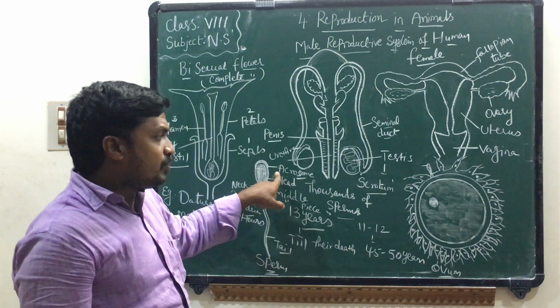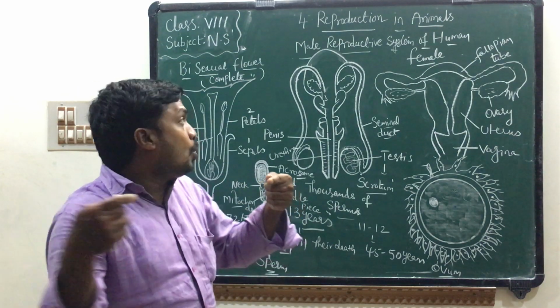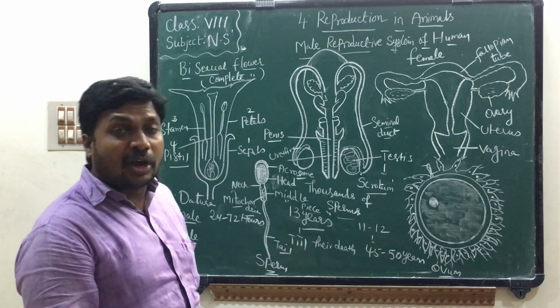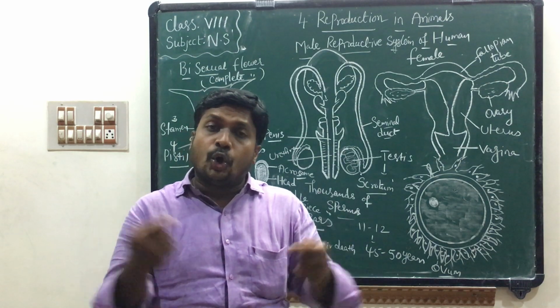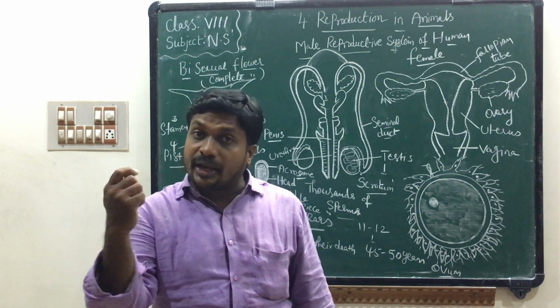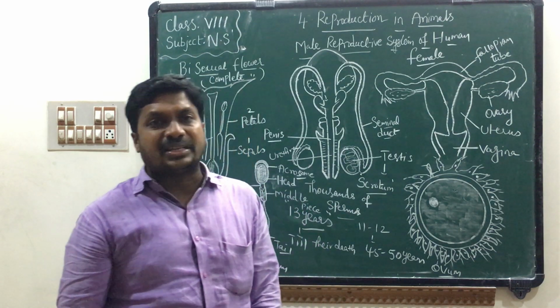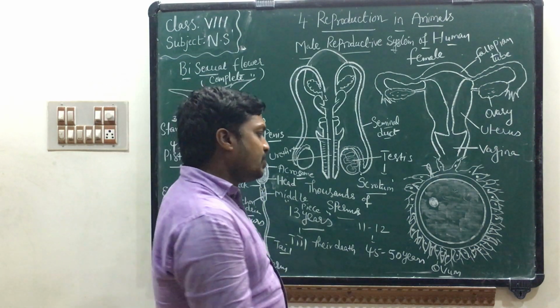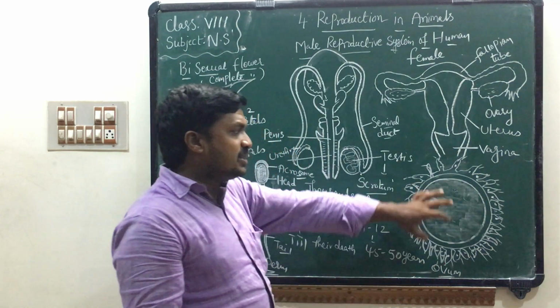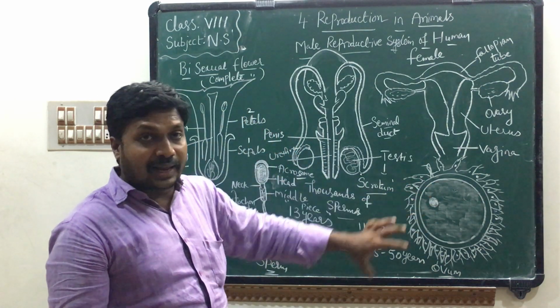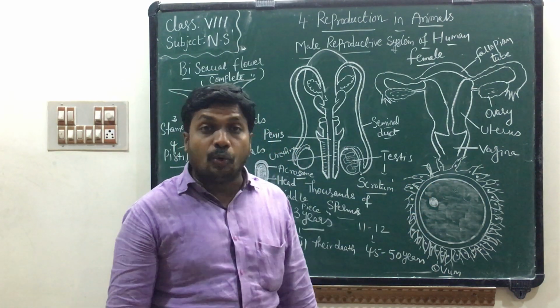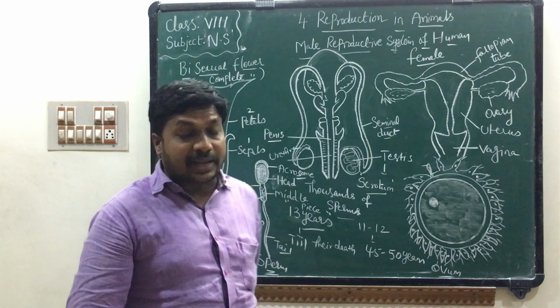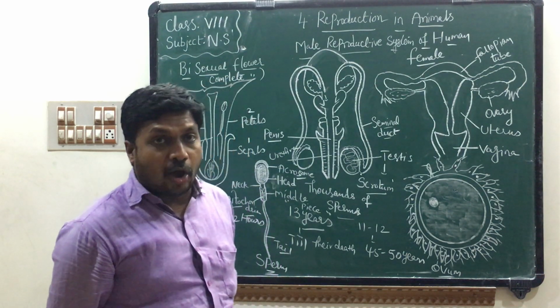The acrosome is the structure which helps to penetrate the ovum. What is penetration? Making a hole which helps to enter into the ovum. That process is known as fertilization. I will explain it in the next class. The ovum is spherical in shape, but it cannot move like sperms. Sperms can move, but the ovum cannot move.